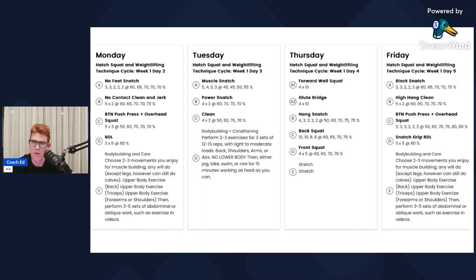In CrossFit, because of the variance that we have, and this is what makes the program so good but also challenging to program for, we genuinely don't know what effect certain stuff has on your ability and output the next day. This is one big science experiment.